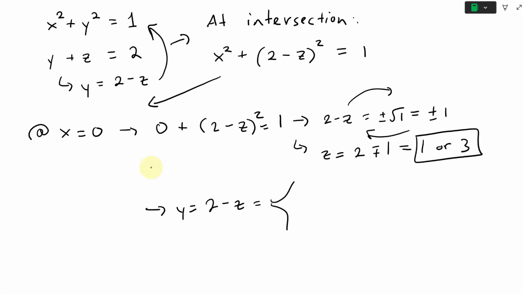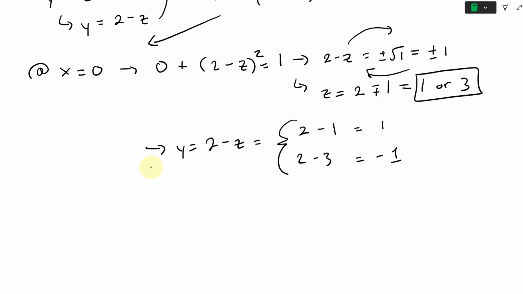Like that. Yeah, just fix that up. So make it like that, equals 2 minus 1 or 2 minus 3. So this equals 1, or we can have it as negative 1. All right, so this means we have 2 points of intersection for this case.